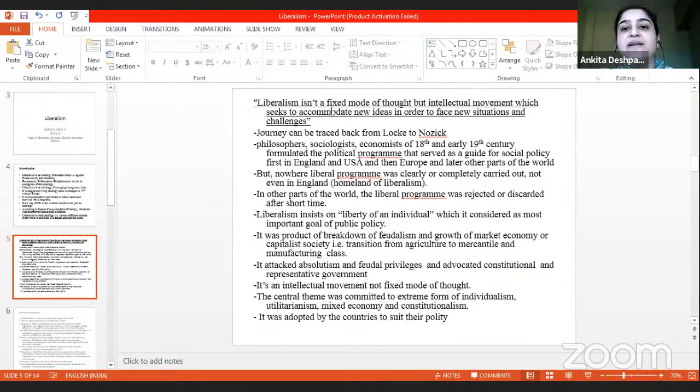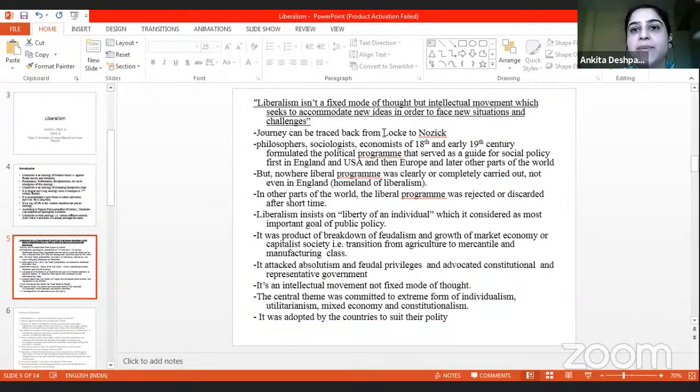Liberalism is an intellectual movement with a number of intellectuals contributing to it. It was basically an intellectual movement to face new situations and new challenges. The journey can be traced from Locke. That's why I told you: liberalism, L for Locke, L for liberalism. Locke is considered to be the father of liberalism.